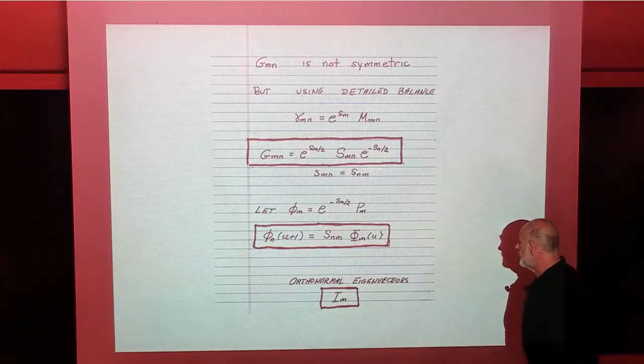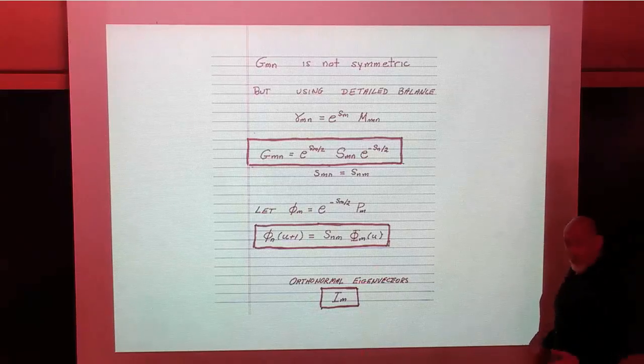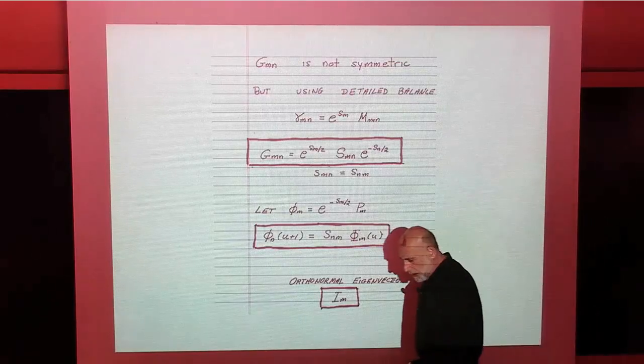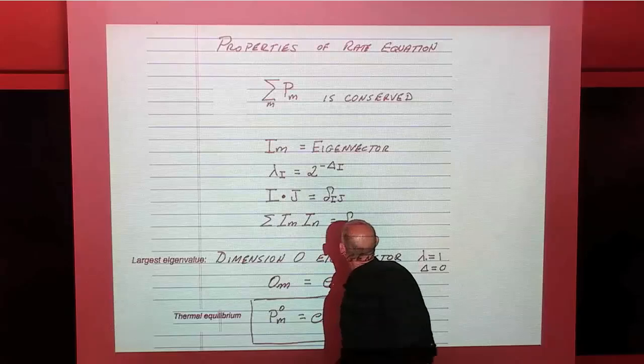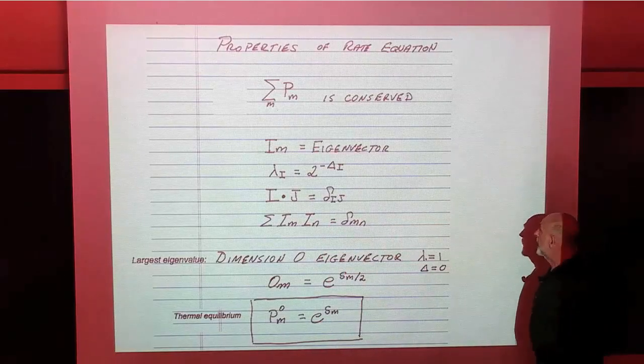Nice to have symmetry, because when you have symmetry, you have orthonormal eigenvectors. And incidentally, the eigenvectors are the things which have definite scaling time dependence, or definite exponential dependence. Well, let's come back to it in a minute.